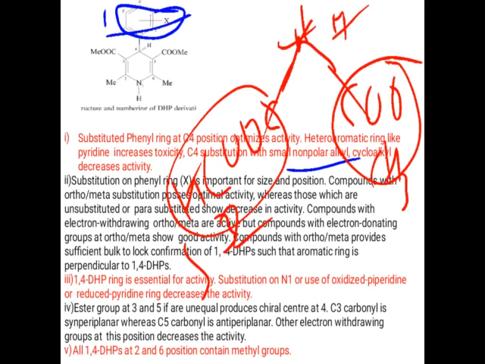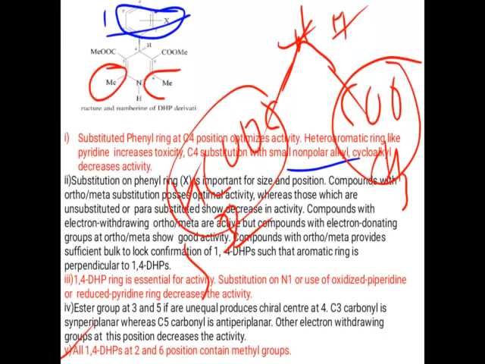anti-periplanar. And if these groups are replaced by any other electron withdrawing group, like a nitro group or halogen group, it will decrease the activity. And you can observe in the next part, at the second and sixth position, there must be a methyl group, which shows the optimum activity. So this is about the SAR for 1,4 dihydropyridine derivatives which act as calcium channel blockers.